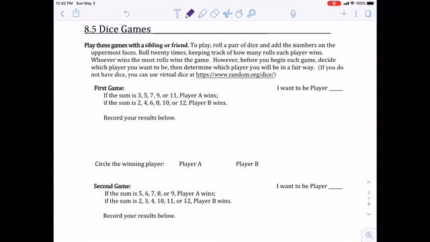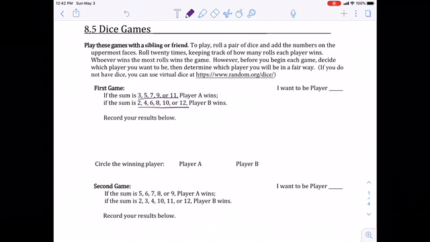Alright, today we're looking at assignment 8.5, dice games. So notice there's two games here that you hopefully played. The first one is you're going to roll 2 dice, and if your sum is a 3, 5, 7, 9, or 11, player A wins. If the sum is 2, 4, 6, 8, 10, or 12, then player B wins.